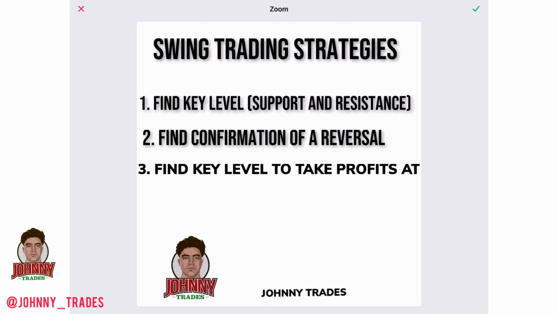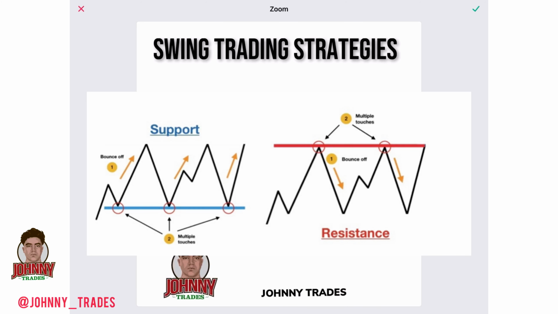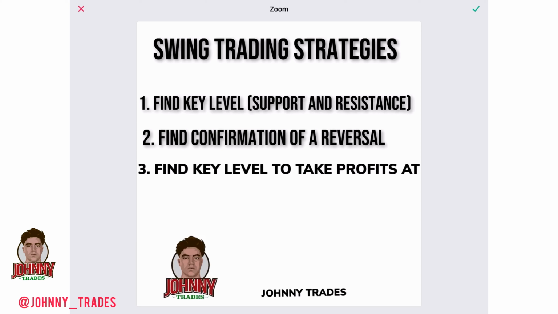So the first thing we must do is find a key level. And what is a key level? A key level is a strong support and resistance. Support is where the buyers are at, resistance is where the sellers are at, and we must find strong support and resistance.